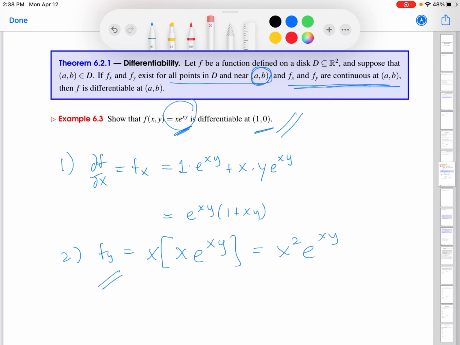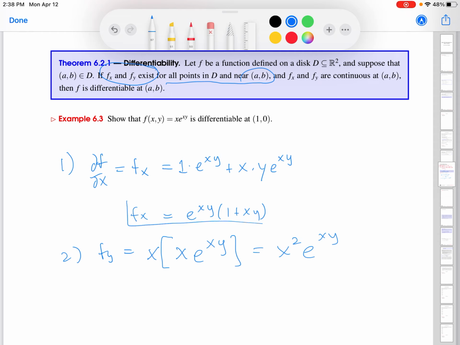Okay, so now we've calculated the partial derivatives, and now we can go back to the theorem and start checking the hypotheses. So first question, do the partial derivatives exist for all points near AB? And I think the answer is yes, right? So fx is a product of a really nice function, exponential of a product of nice functions, x and y, times a multivariable polynomial. So yes, for fx. And fy, similar thing. X squared is a multivariable polynomial, product with the exponential of a multivariable polynomial, yes.